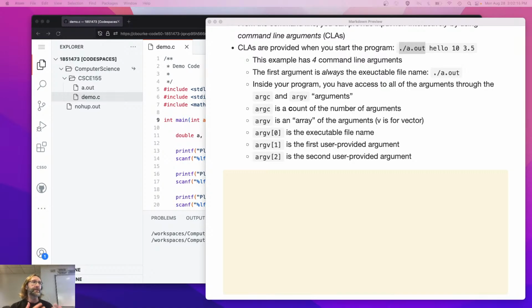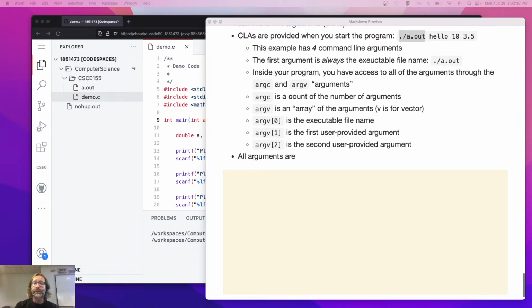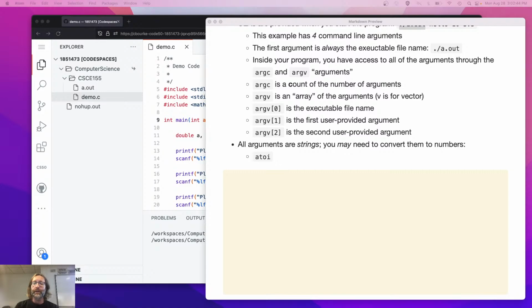Right? And in this case, we've got, say, 3 user-provided ones, A, B, and C. But that means that to accommodate that executable file name, we actually expect 4. Okay? However, all arguments are strings. Right? You may need to convert them to numbers. To do that, you can use 2 functions. atoi converts an argument to an integer.